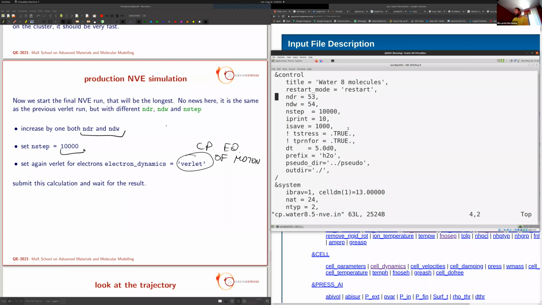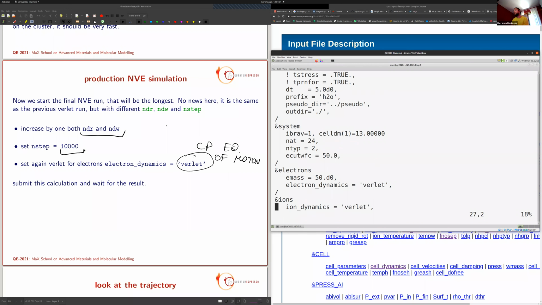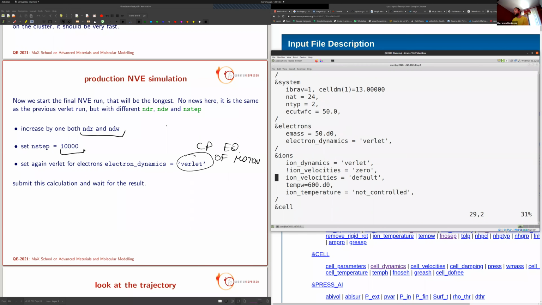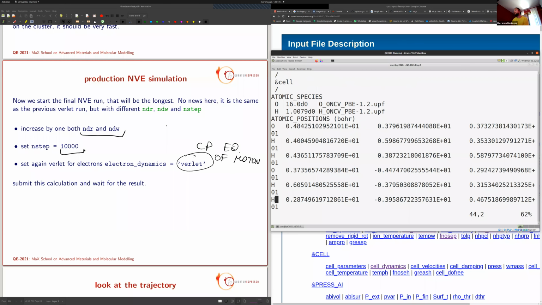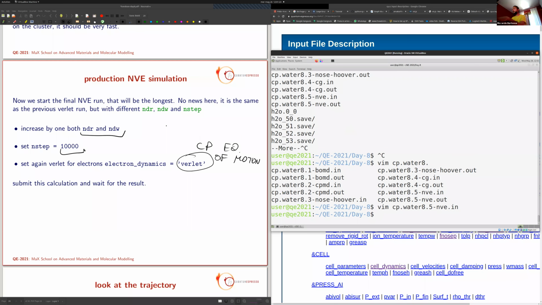Okay. This is the input file. The time step is always the same. Pref is always the same. Everything is the same. The ion temperature is not controlled. Ion velocity is default. That means read them from the start file. Here nothing, and here I have always the same positions that are not used by the code if you're using the restart feature. So let's submit it.